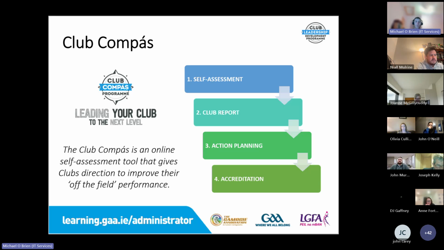Nobody's doing anything like that. This will give you a club report of a score between 1 and 100 in terms of what your rating is. And out of this, you will get recommendations in terms of what you should do, what you could do, and what you must do to improve your score. And it's a free resource being given to you. Like if I was to go away and get an audit of a company I'm working with, I'm paying 20, 30,000 euro to get an audit carried out. This is a free assessment given to you by Croke Park.